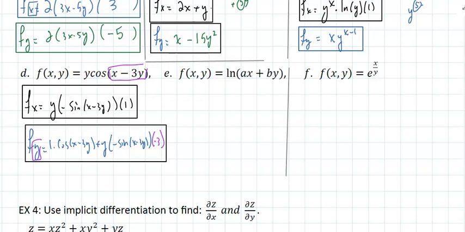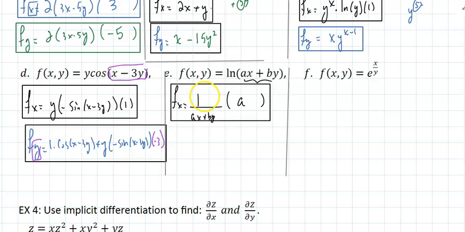So it takes a bit of time to get used to, but students tend to really get this quickly. How about here? F sub x. Derivative of a log is 1 over the argument, especially a natural log, times the derivative of the argument with respect to x, that's a. Done. Derivative of f with respect to y, derivative of a natural log is 1 over the argument, times the derivative of the argument with respect to y, that's b.